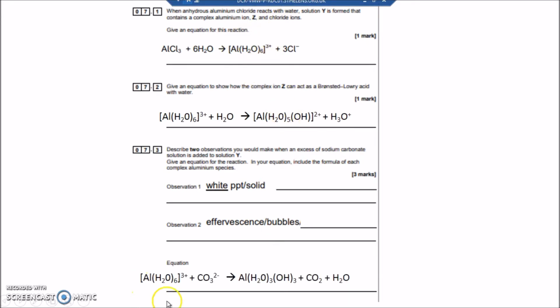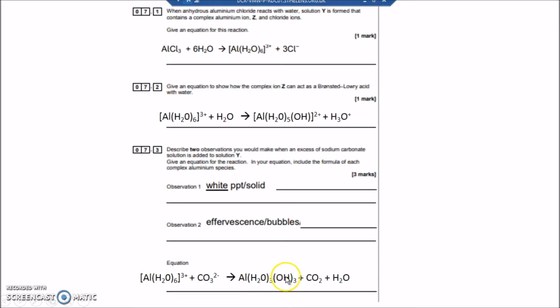And the equation, difficult equation this, you've got to remember that a carbonate ion from sodium carbonate is CO3 2-. This is Al(H2O)6 3+, we know that. So to make a white solid, then it's going to have no charge. Something with no charge is not going to be able to bond to the polar water molecules, and therefore it comes out as a white solid. It's got no charge.